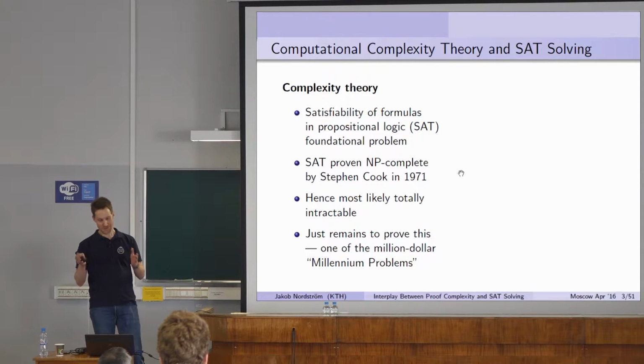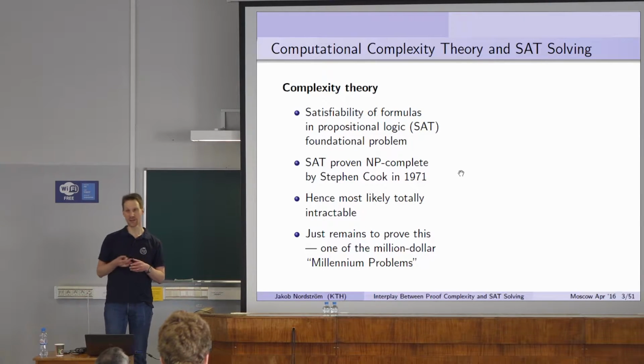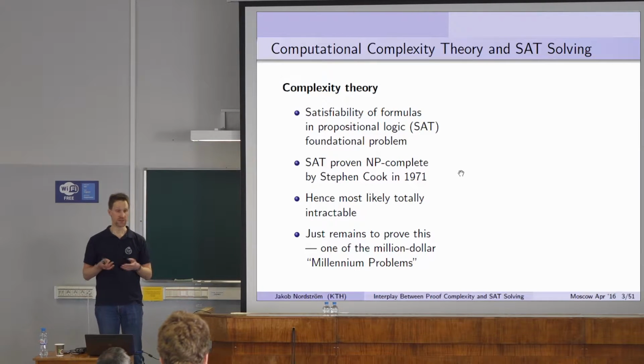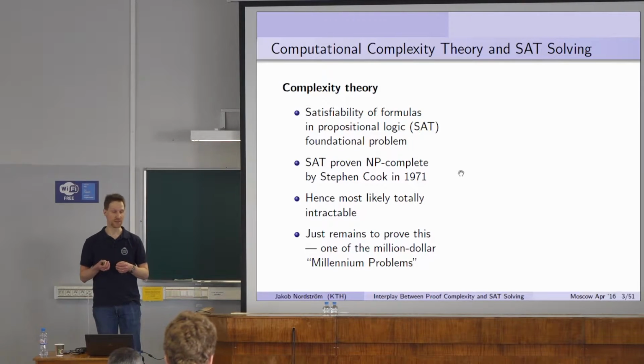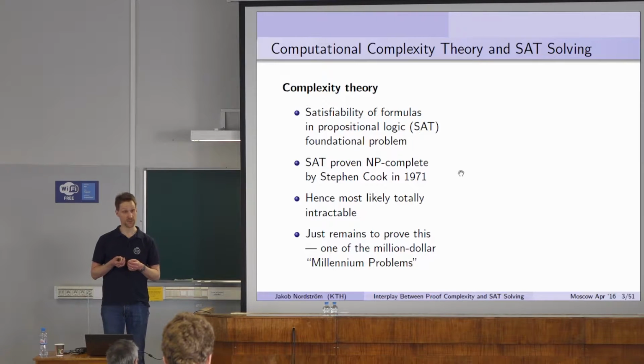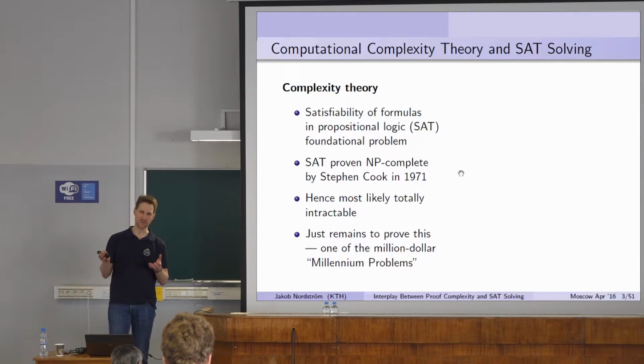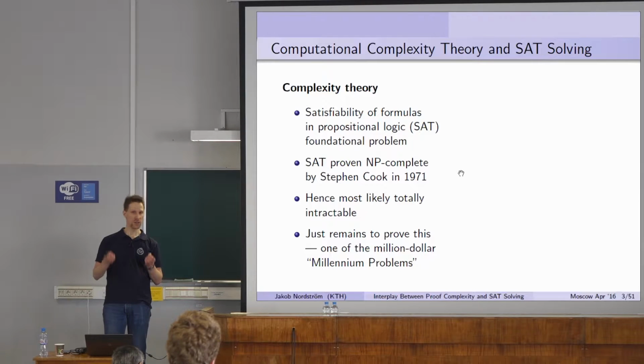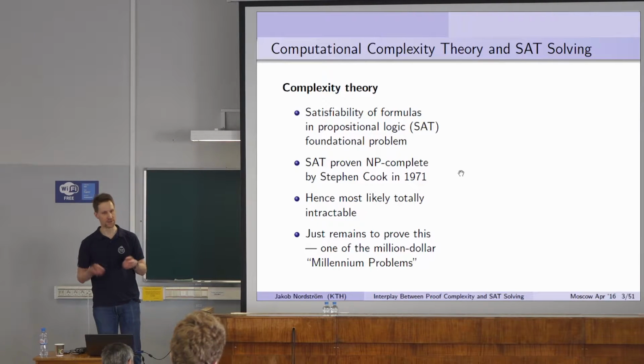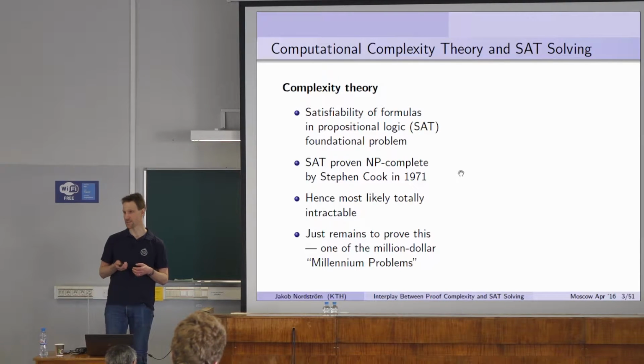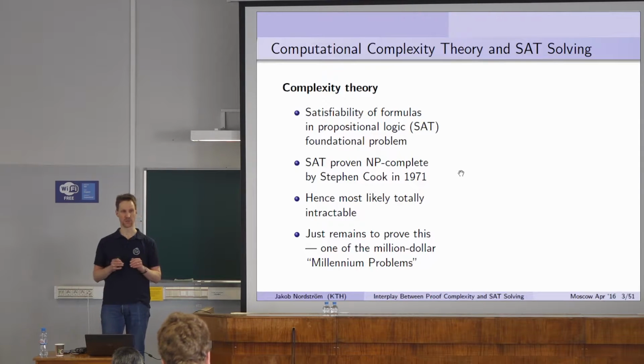But because this is the archetypal NP-complete problem. It was proven NP-complete by Steve Cook in 71. So we know that means that it's most likely totally intractable. I mean, a standard assumption underlying many other complexity results is that, in fact, the best algorithm for SAT has exponential time complexity. So the only thing that sort of remains is, annoyingly, we don't know how to prove this, but it's sort of a standard, accepted assumption. So this is a hard problem. There's really nothing we can do.